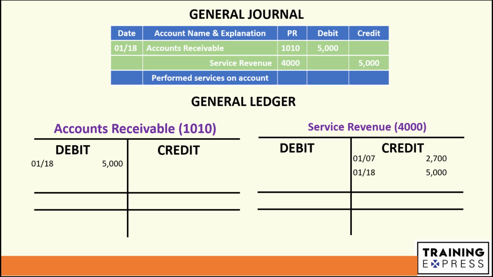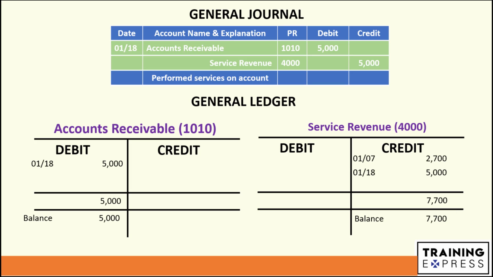So let's start with the accounts receivable. Total on the debit side is $5,000 and on the credit side it is basically 0. So our ending balance will be a debit balance of $5,000. Now let's move to service revenue. You can see that on the credit side total is $7,700 and on the debit side there is 0. So our ending balance will be a credit balance of $7,700.